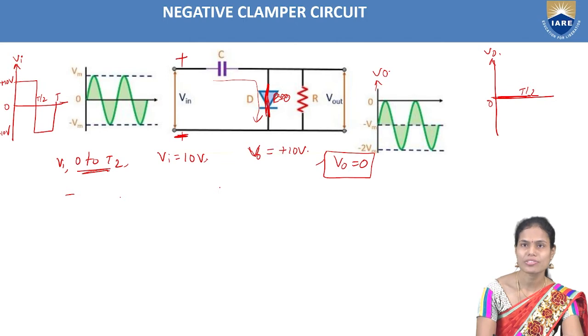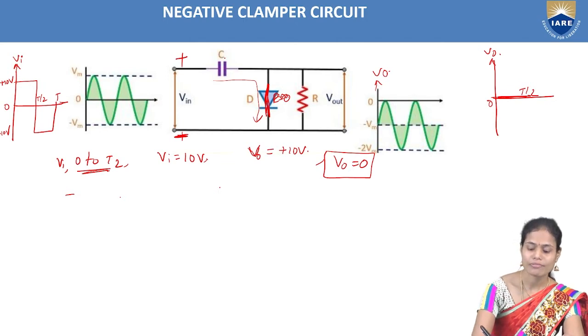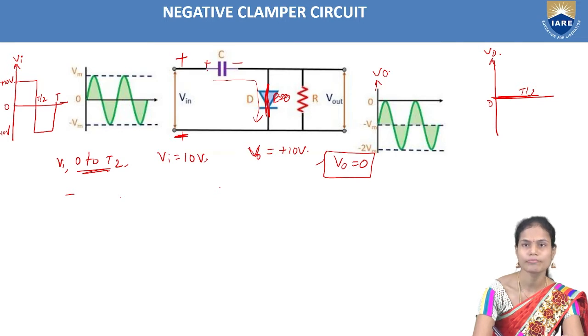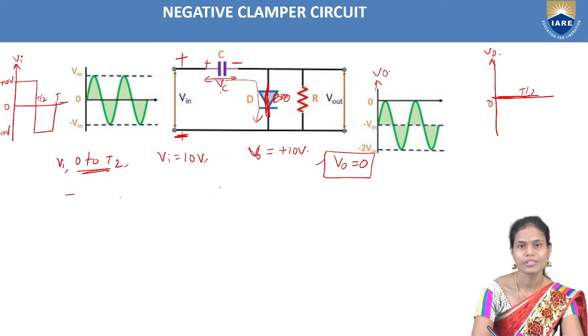But what about the capacitor voltage? Once the diode is in conduction mode, the capacitor starts charging with the applied input signal polarity. So plus is connected to this particular plate of the capacitor and the negative terminal is connected to this particular plate of the capacitor. The charging of the capacitor, I am indicating here as Vc. It is charged to V DC voltage.